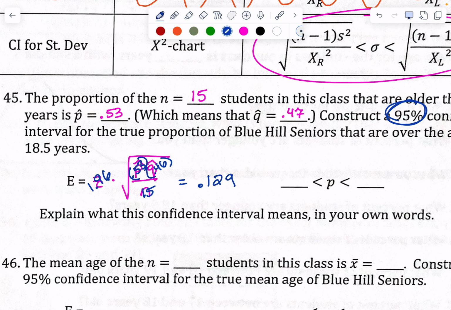Oh wait, I didn't find Z. Never mind. That's just the inside bit. Take that times 1.96. It's 0.253. That's not what I got. I got 0.25. 0.253. What we got for an error? Yep.